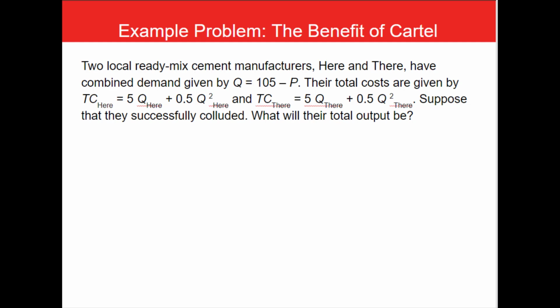Their total costs are given by total cost TC for the company here equals 5Q plus 0.5 Q squared. And the company there has the same total cost function as you see in the equation. Suppose they successfully colluded, which means they behave like a monopoly. What will their total output that maximizes profit be? The question didn't mention what kind of total output, but basically we are assuming profit-maximizing firms, so their total output decision will be based on profit maximizing for both firms together.